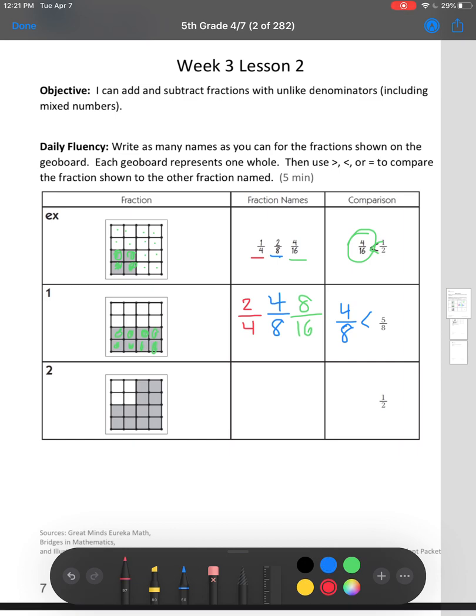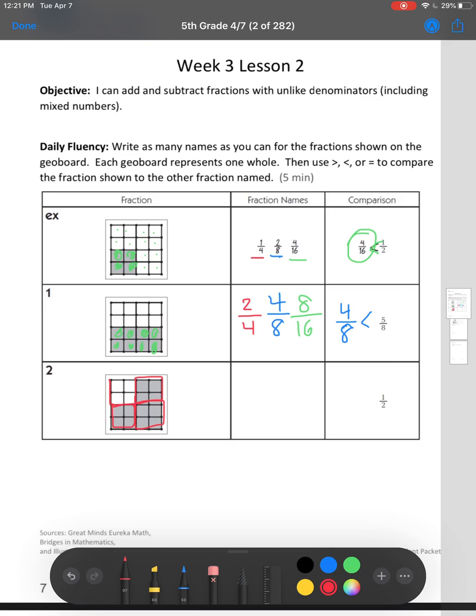All right, so moving on to number 2, we're going to do the same thing. If you weren't sure how to do this at first, but now you get it, go ahead and pause the video and try to do it on your own. And then you can check your work by playing the video when I go over it.